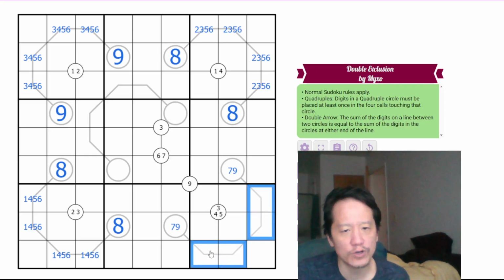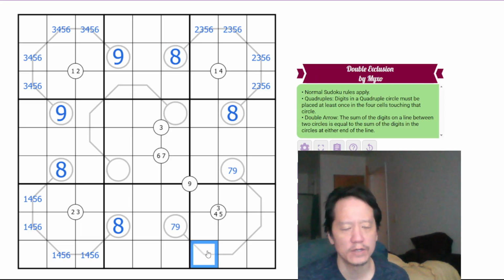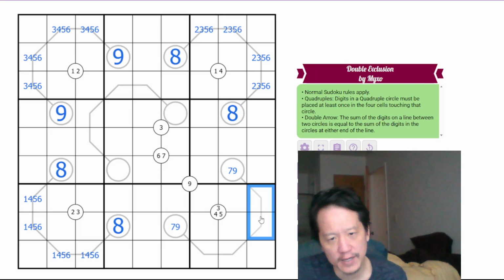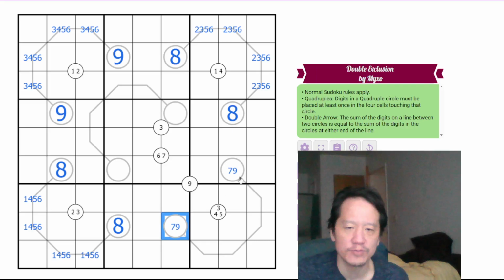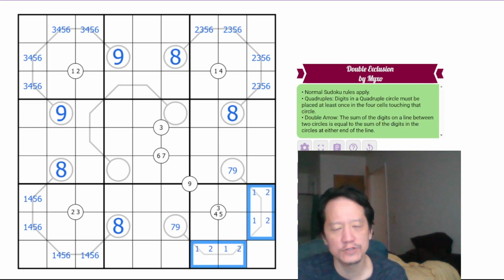Can it ever be 1, 6, and 7? I think the answer is no, right? Because if it's 1, 6, and 7 here, it'd have to be 1, 6, 7, and 8 at minimum, if without a 2. So 1, 6, 7, 8 adds up to 22, which 2 digits can never add up to. So this always has to have 1, and it always has to have 2. For we know that for certain. So 1 and 2 have to be here.